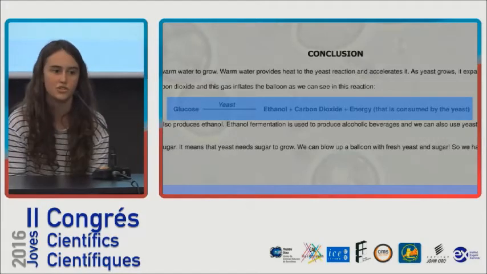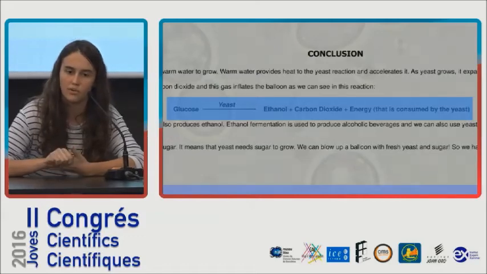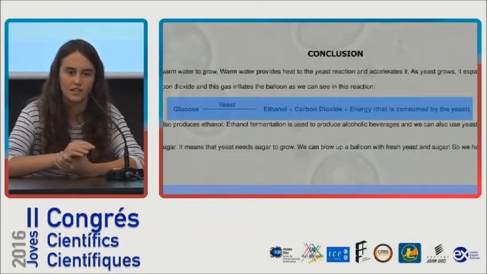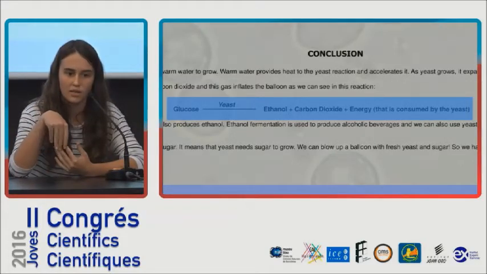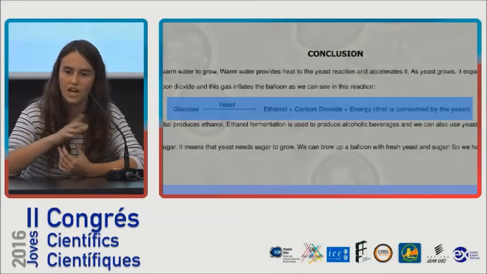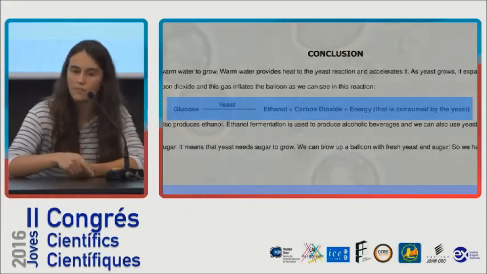The yeast uses sugar and warm water to grow. Warm water provides heat to the yeast activity and accelerates it. As yeast grows, it expands and gets bubbly. Yeast gives off carbon dioxide, and this gas inflates the balloon. And this is the reaction.